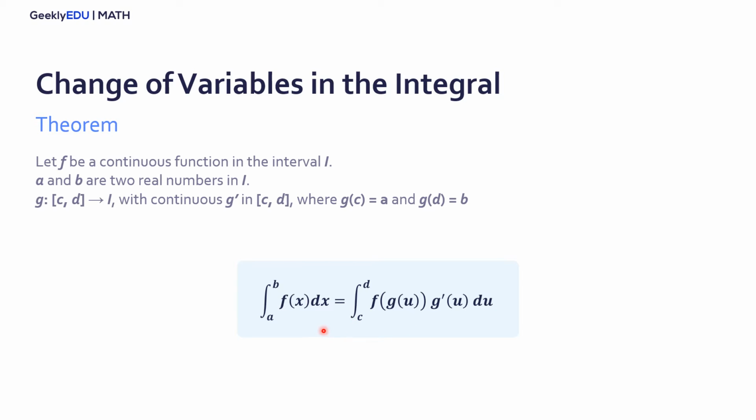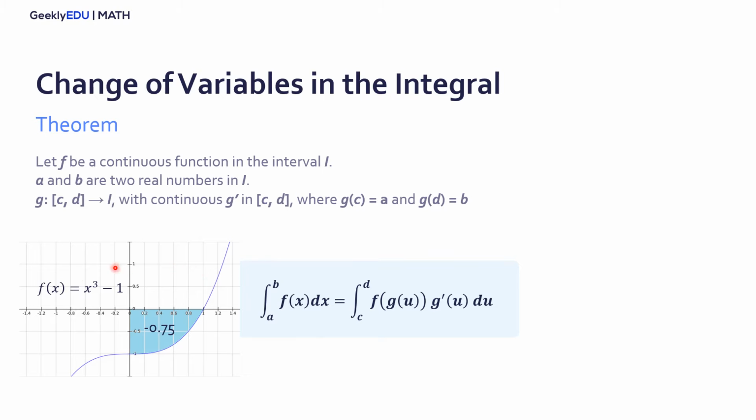But graphically, it looks like this. We have a certain function of x, let's suppose this one, x to the third minus 1, and we're calculating the integral from 0 to 1. If you calculate this integral, it will be negative 0.75. But see that the shape of this integral is not linear, so it's not that easy to calculate.